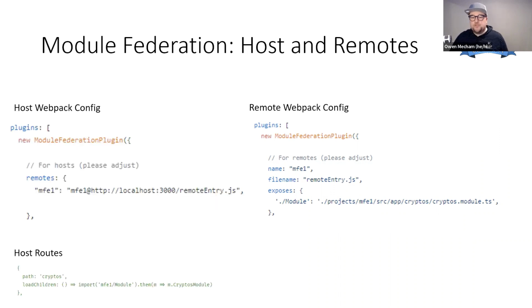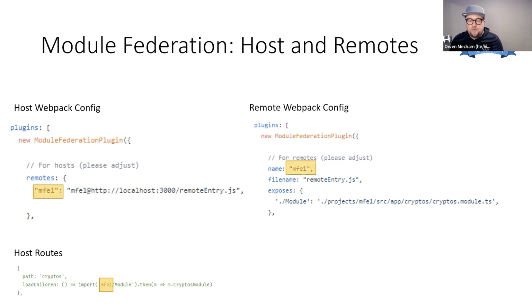So here's two examples. There's a couple of different files here, at least portions of those files. On the left, we have the host Webpack configuration, or a part of it. On the right, we have the configuration for a remote. And then at the bottom left, we have a sample route that would live inside your host application. So I'm going to highlight some of the areas that link this stuff all together.